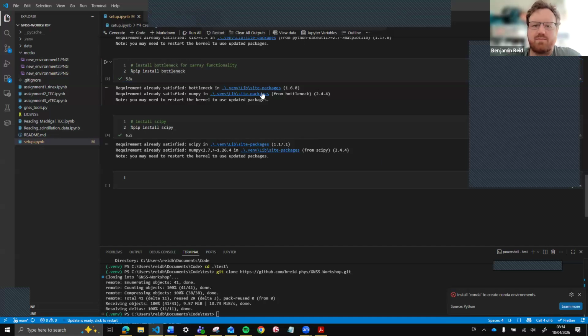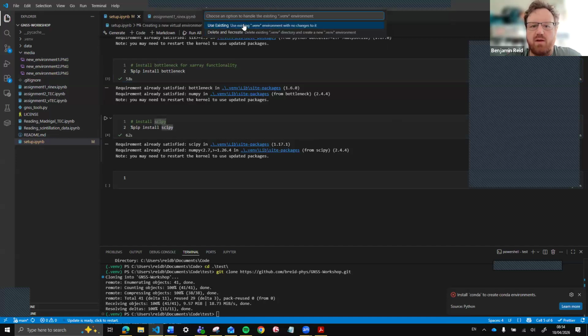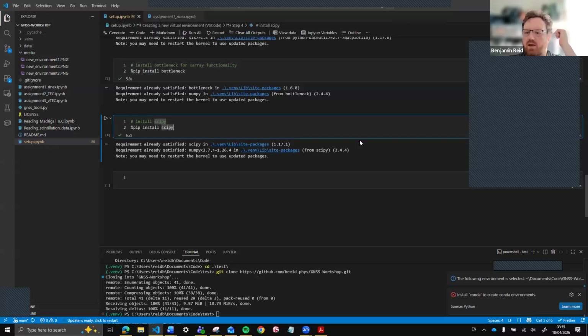Too many things are trying to happen at the top of the screen, right? So I could select another kernel. I could create a new Python environment, a virtual environment. I could delete and recreate. Yeah, so it's saying you already have a virtual environment here. Why do you want to make a new one?